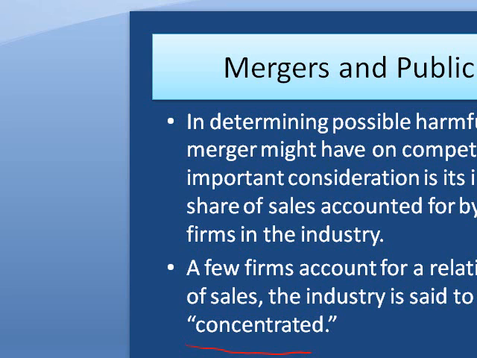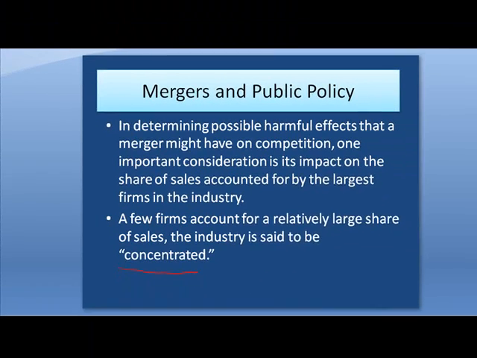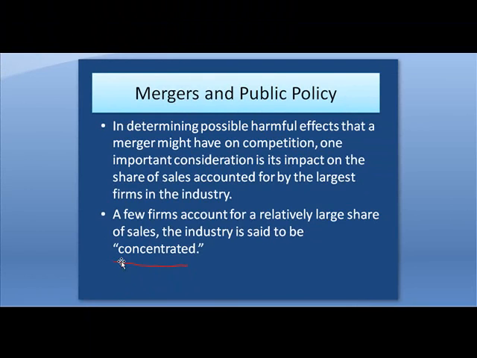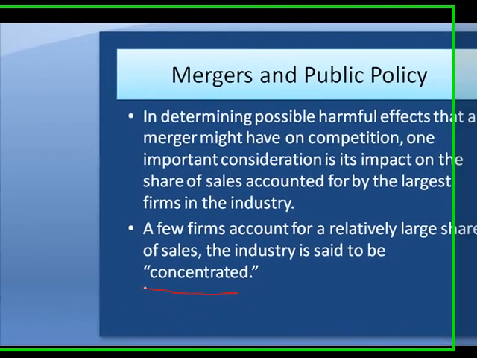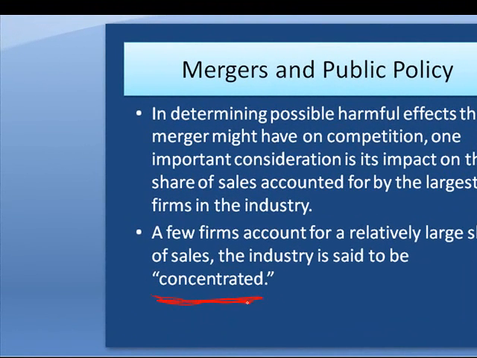And we also want to begin to look at mergers and why companies tend to merge or not merge. So we find that a harmful effect of a merger may be that it concentrates the market. It makes it more of a concentrated environment. When this happens, it means a relatively large share of the market is held by only a few firms.